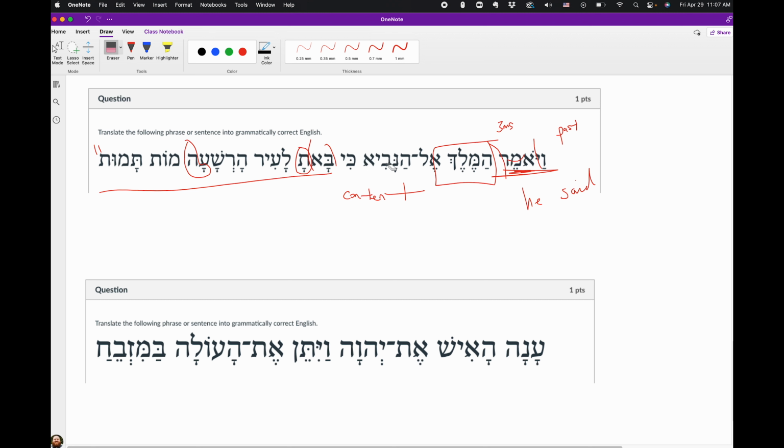So this has to be a causal clause, because it doesn't make any... This has to be a causal clause, and this is the main clause. So this is the main clause. Yeah, you will surely die.